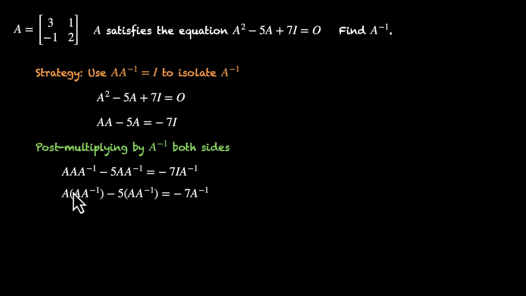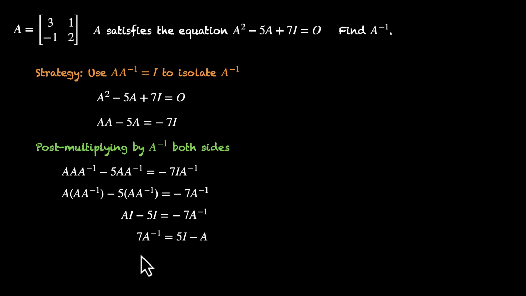This is A times A inverse. This is going to be our I minus 5 times A inverse. Again, another I minus 7 A inverse. So we have A inverse here and these two will be I, the identity matrix. This is AI minus 5I equals to minus 7A inverse.